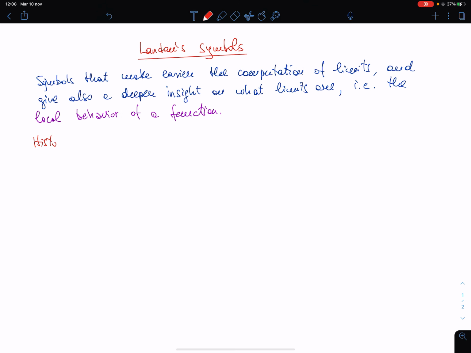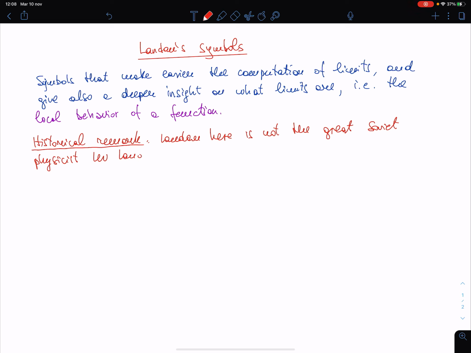Historical remark. The Landau here is not the Greek Soviet physicist Lev Landau. He is the small mathematician, a German mathematician, Edmund Landau. So if you ever heard of Lev Landau and his very famous books on physics, he's not the guy. The great Lev Landau would never have proposed something like that. He was concerned with great problems.